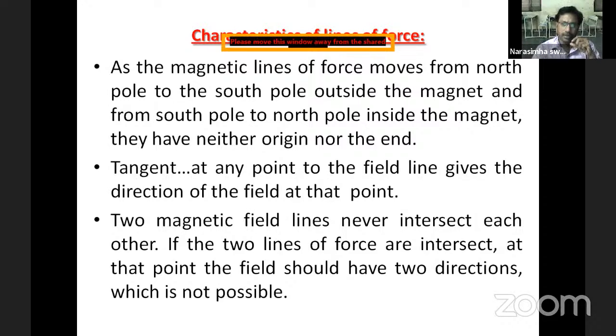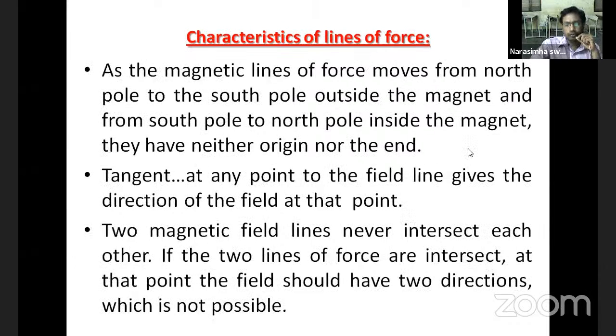This is the reason why the lines of force are closed loops, as a question asks. The answer is that there is no starting point and no ending point. So they have neither origin nor end. It is a continuous motion. It comes out from the North Pole and re-enters into the South Pole, and inside the magnet it moves from South Pole to the North Pole.